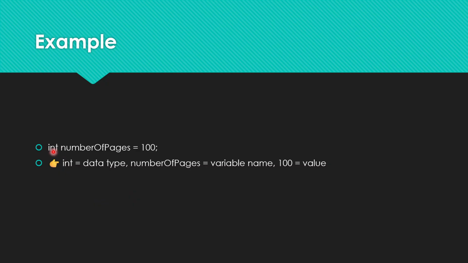Example: int numberOfPages = 100. int is a data type, meaning what type of value is stored in the variable. numberOfPages is the variable name. Through this name only we can access and modify the data. And 100 is the value.